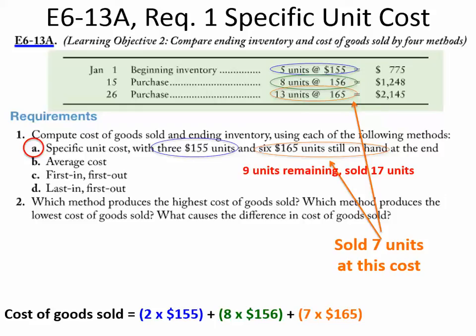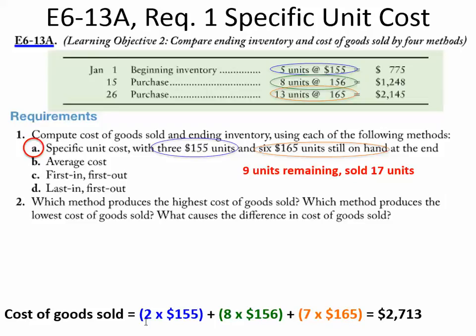Okay? So now, next. So then I'm going to add the numbers up at the bottom, cost of goods sold, the 2 units at 155, 8 at 156, 7 at 165, gives me 2,713 as my cost of goods sold under the specific unit cost method or specific identification method. Okay, not done yet.